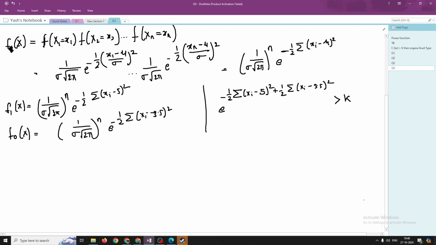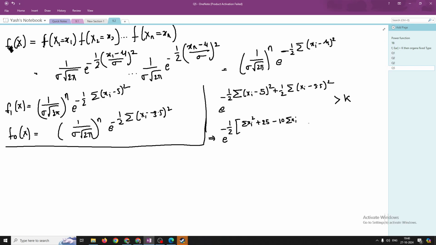Oh, now I can scroll down. Weird. Anyway, so right, now there is a bit of boring algebra, we can't run away from it. So this is just take the half out, and this is summation xi square plus 25 minus 10 summation xi, right? I am really bad at doing boring algebra, so please pay attention because I might make some mistake here. So please don't let me make any mistakes.